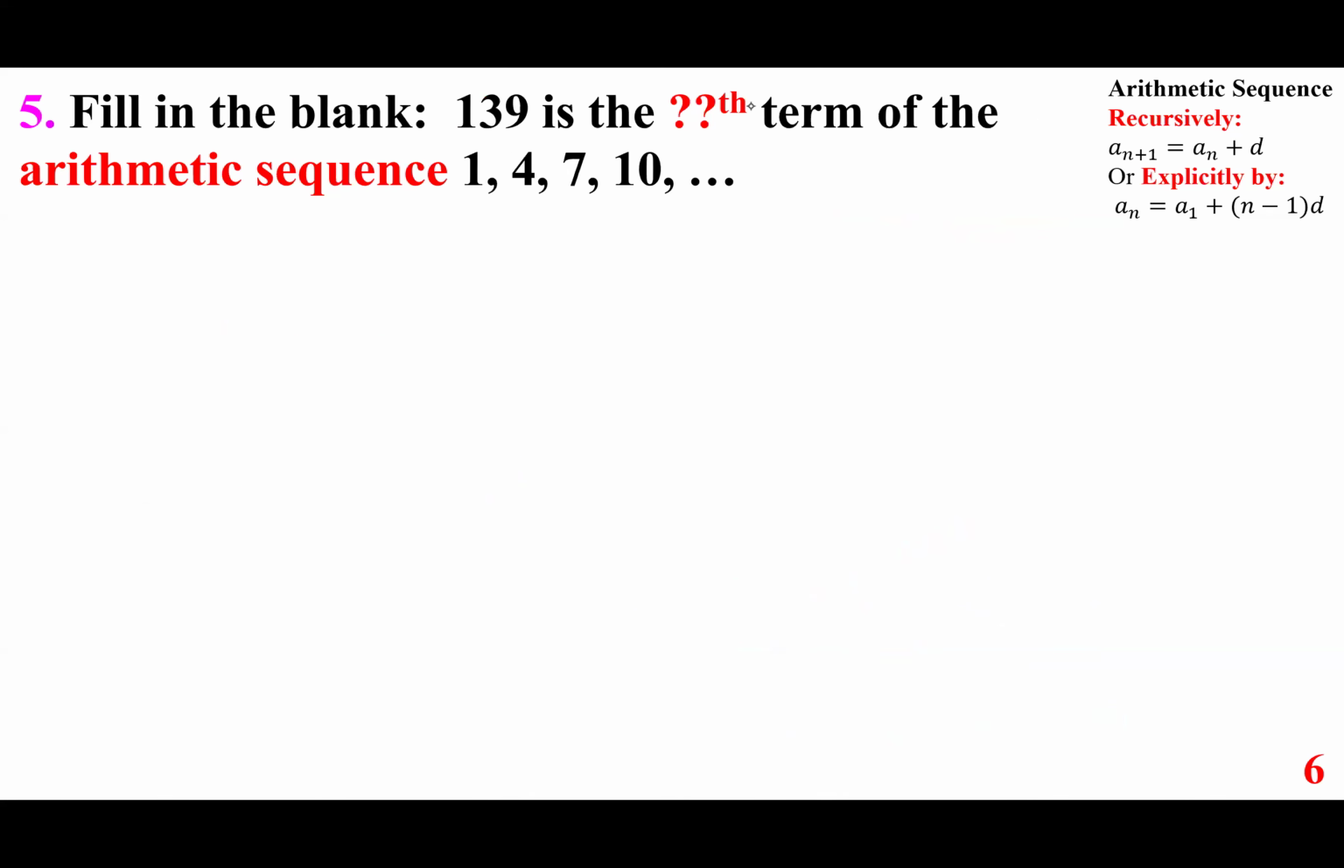All right, we are going to move on. Fill in the blank. 139 is which term of the arithmetic sequence 1, 4, 7, 10, and so forth. And by the way, they don't have to tell us it's an arithmetic sequence. We should be able to figure it out. Obviously, here's the definition of an arithmetic sequence. You always need the first term: a sub 1 is 1, and d is 4 minus 1, which is 3, 7 minus 4 is 3, 10 minus 7 is 3.